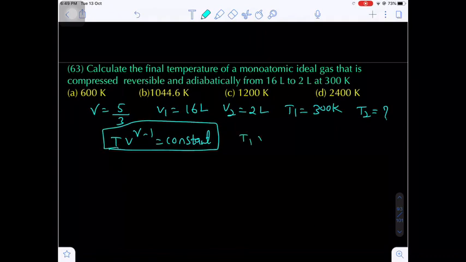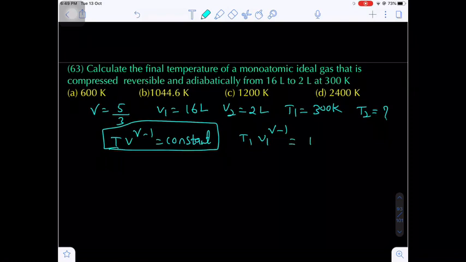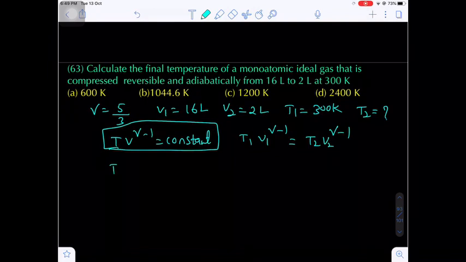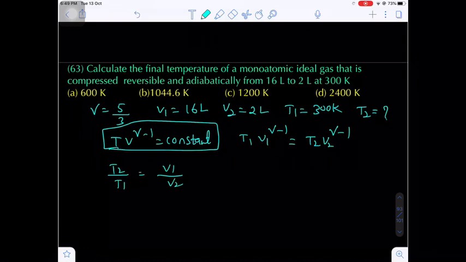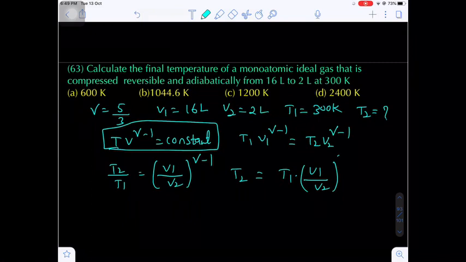From here I write T1 V1 to the power gamma minus 1 equal to T2 V2 to the power gamma minus 1. From here, T2 upon T1 will be equal to V1 upon V2 whole to the power gamma minus 1. Now T2 will be equal to T1 into V1 upon V2 to the power gamma minus 1. Now one more important thing: compression means work done on the system, that means internal energy increases, thereby the final temperature also increases.